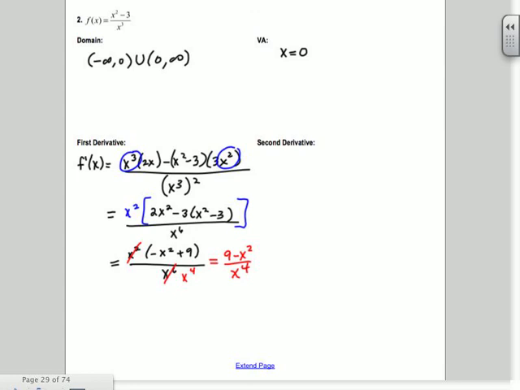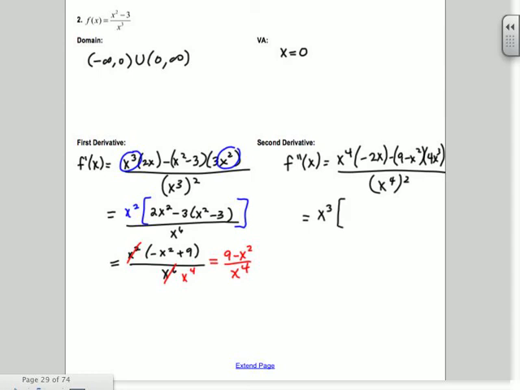So your second derivative is low d high minus high d low all over the square of what's below. Okay, so again, let's use that trick. So I'm going to pull out x cubed. So when I do that, I have x and negative 2x, so negative 2x squared. I get minus 4, so minus 4 times 9 minus x squared. So I'm going to have minus 36 plus 4x squared all over x to the 8th.